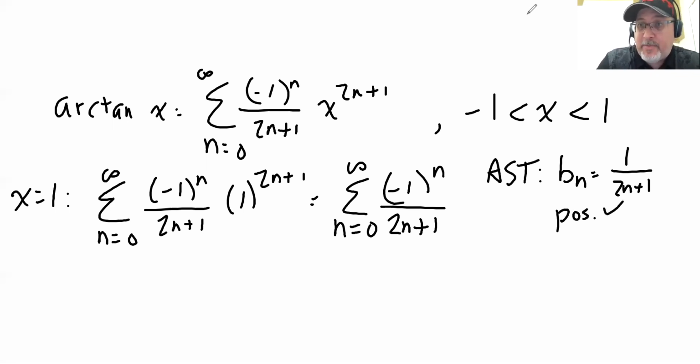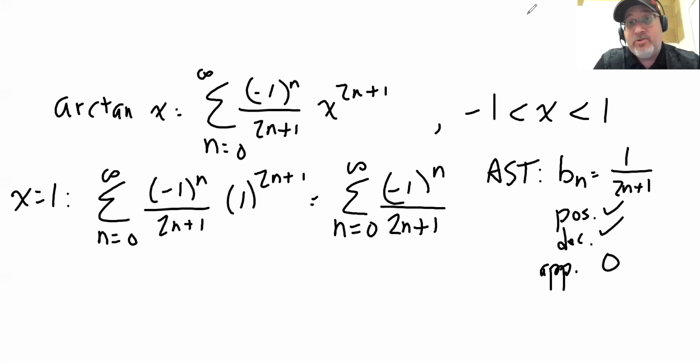The top's positive, the bottom is positive as long as n is 0 or greater. This is clearly decreasing because as the n gets larger, so does the denominator. Denominator approaches infinity while the numerator stays at 1. And this does approach 0. It is possible to decrease and not approach 0, but in this case, it does approach 0.